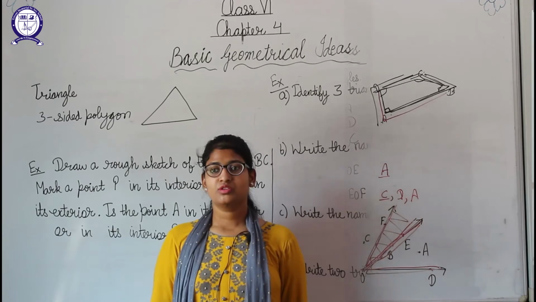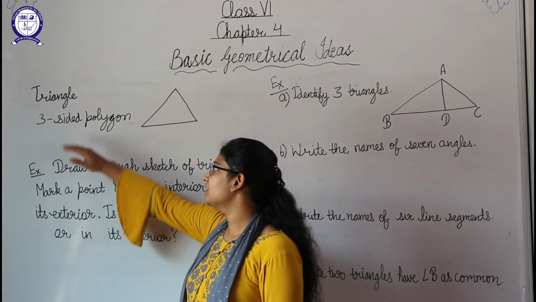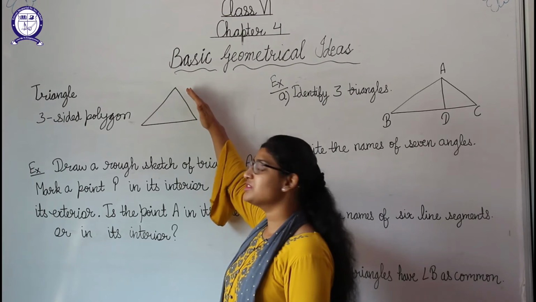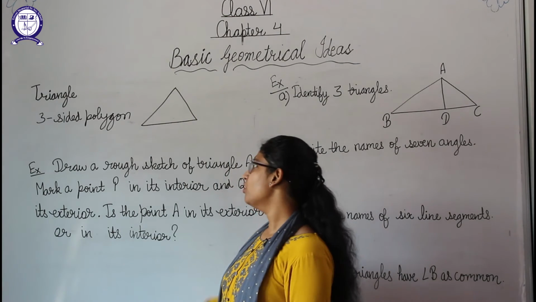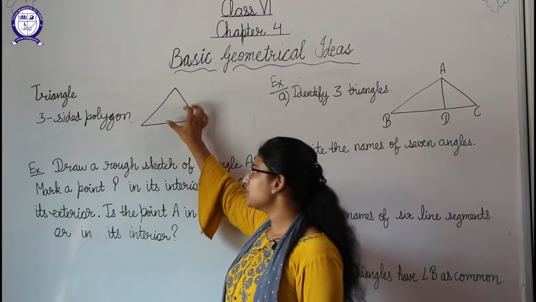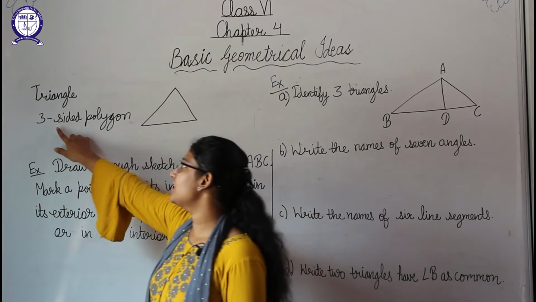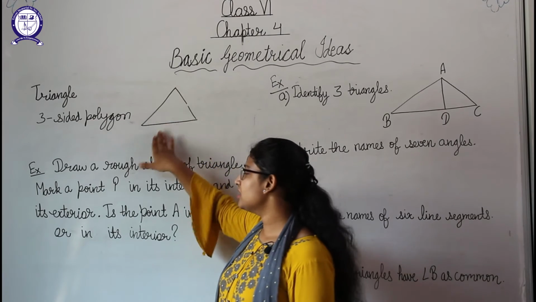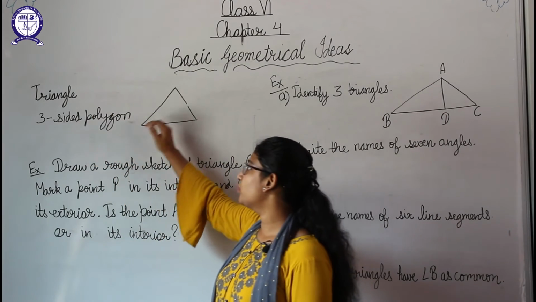Okay. Students, our next topic is triangle. What is a triangle? A three-sided polygon. As we have discussed in our previous video, a polygon should be made up of line segments. Here it is made up of three sides, so we can say three line segments, and it is a closed figure also. So this is called a triangle, a three-sided polygon.